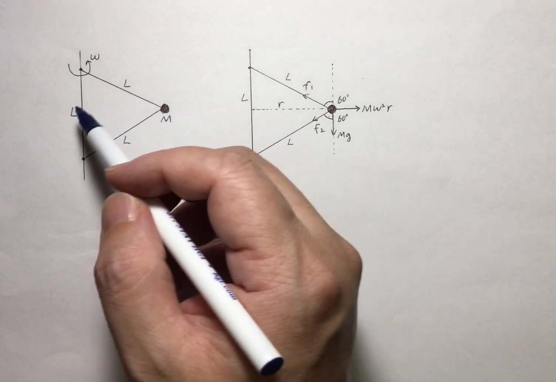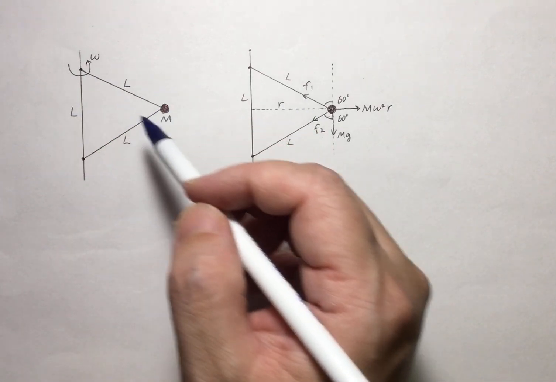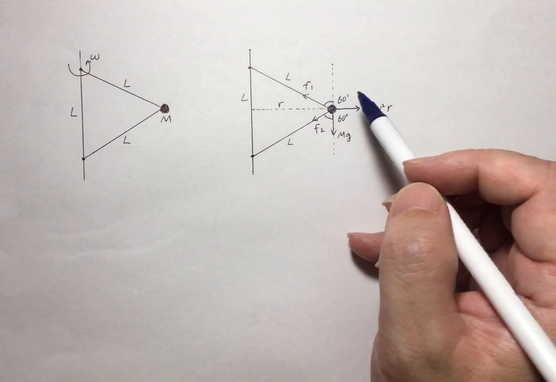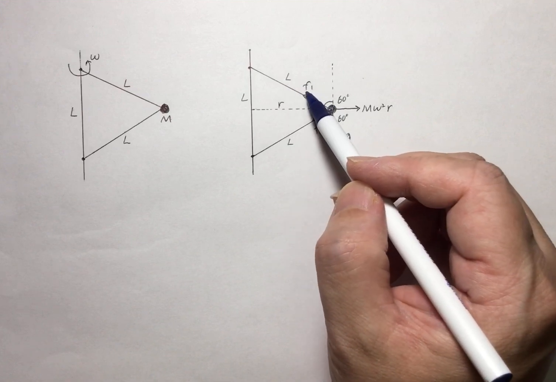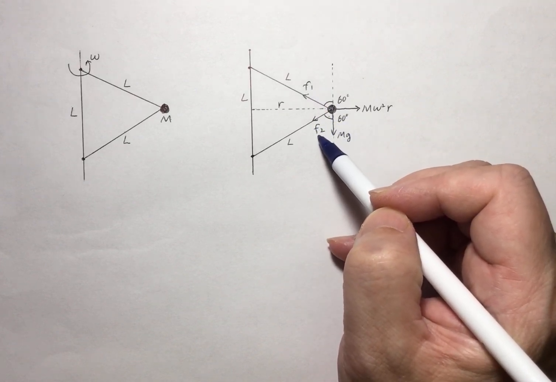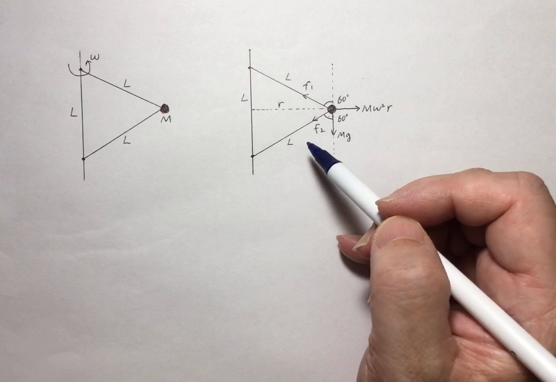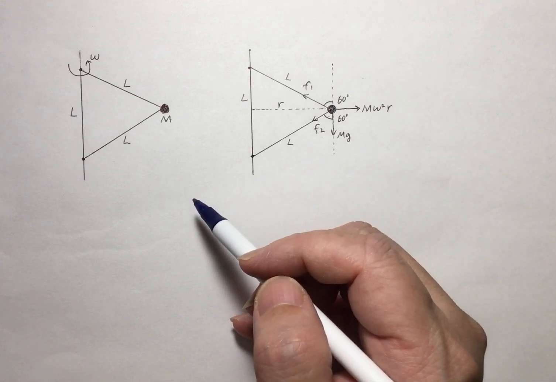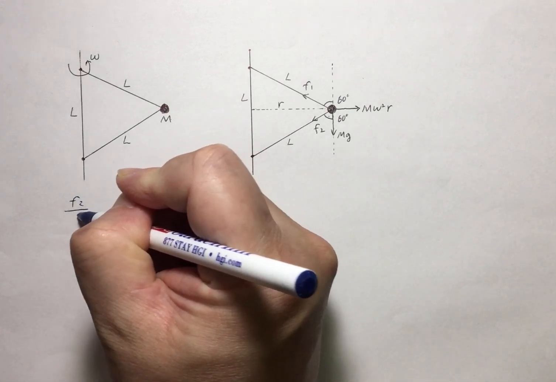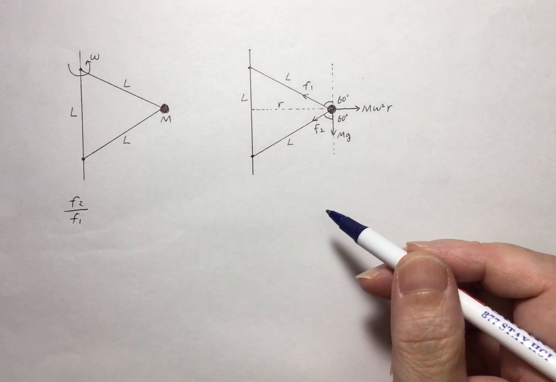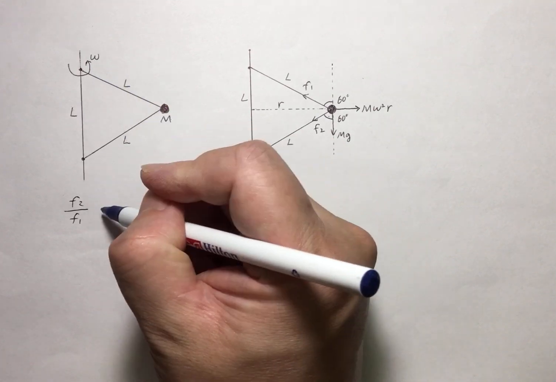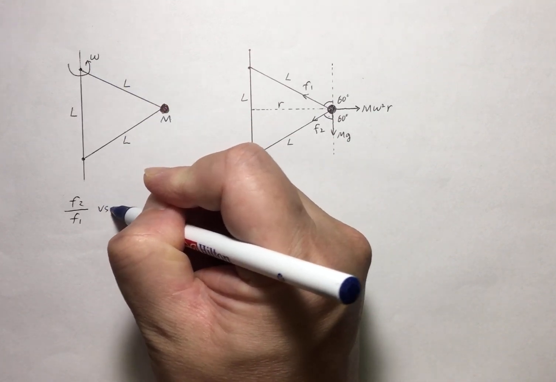So we know that when the mass is rotated, there's some tension in the string. So assume the tension in the upper string is F1 and in the lower string is F2. We want to know the ratio of F2 to F1 as a function of the angular velocity. So we want to find out that relation versus omega.